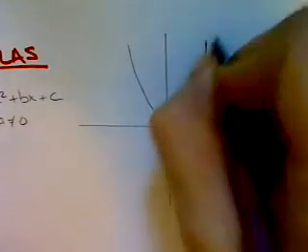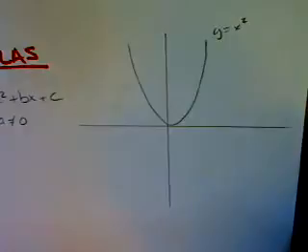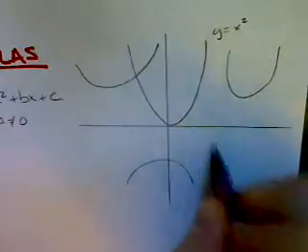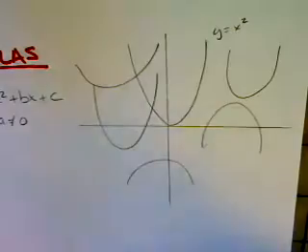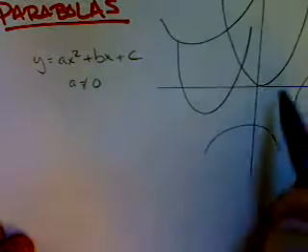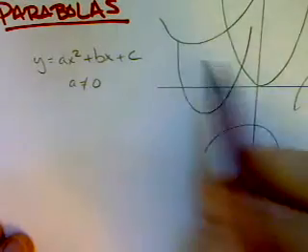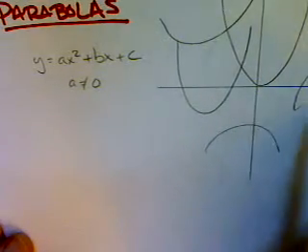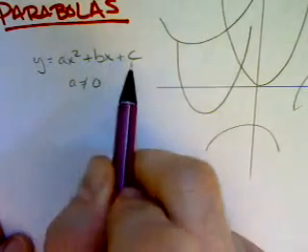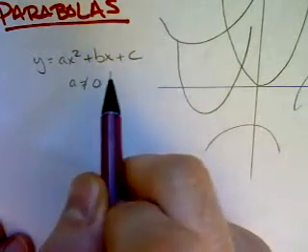Parabolas either open up, so y equals x squared looks something like this, but it could be over here, it could be like this, it could be like this. Depending on the values of what a, b, and c are will tell us whether a parabola points upward or downward, whether it's narrow or it's fat, whether it touches or it crosses the x-axis or not. All these things are dictated by the value of these coefficients, a, b, and c.